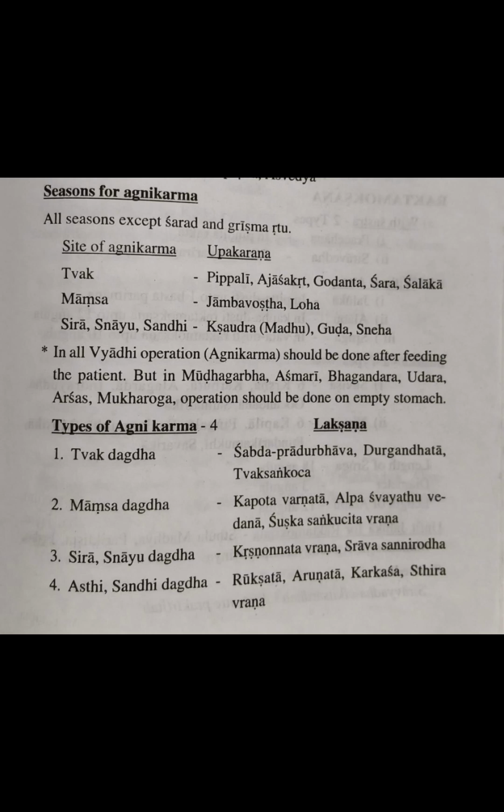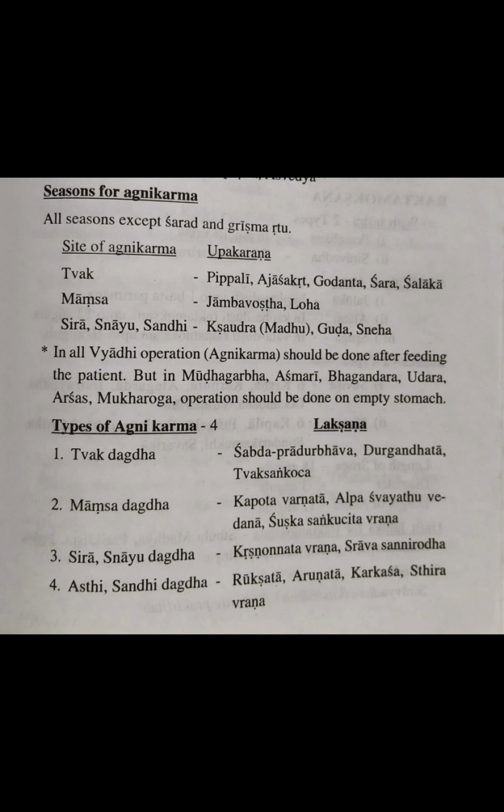Then Sira, Snayu Dagdha. If you are doing Agni Karma in Sira and Snayu, what are the lakshanas you will get? Krishna Unnata Vrana. There will be a blackish color and a slightly elevated Vrana forming. The Vrana will be forming with a little black color and slightly elevated. Then Srava Sannirodha, the discharge will stop.